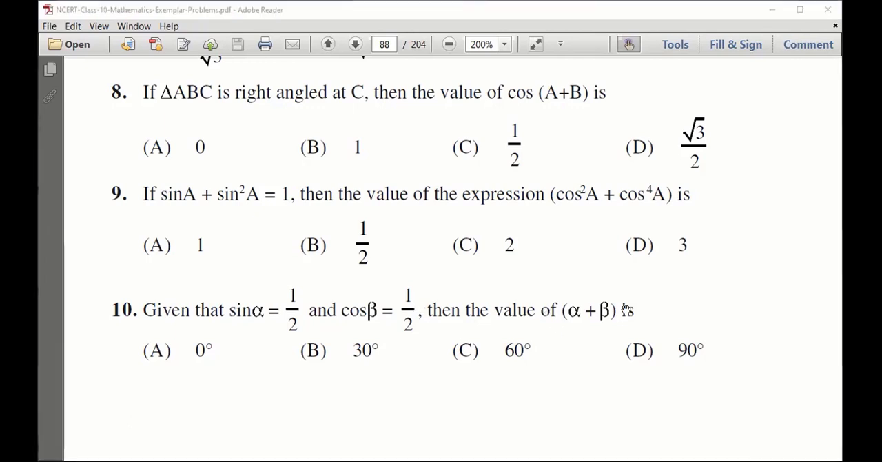Question number 9. Who will solve question number 9? Sin A plus sin square A equals 1. Find the value of the expression cos square A plus cos to the power 4 A.